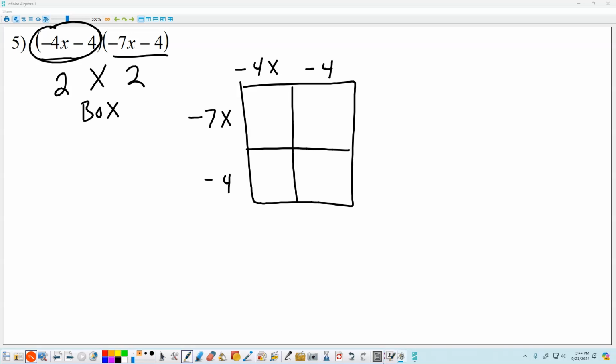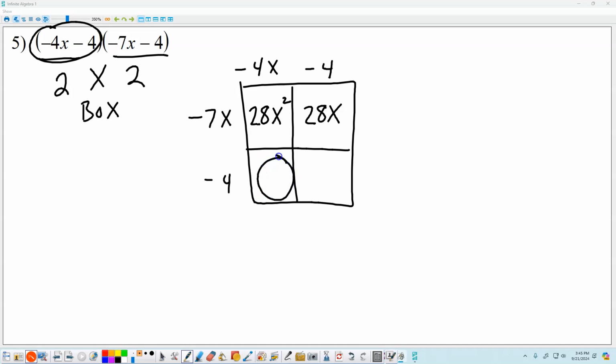So to find out what goes here, I'm going to multiply the term above it and to the left of it there. So negative 7 times negative 4 is 28. And x times x is x to the second. To find this number, we're going to multiply the number above it and the number out here to the left of it. So negative 7 times negative 4 is 28. And since only the negative 7x has an x, the x just stays that way. It doesn't get altered.